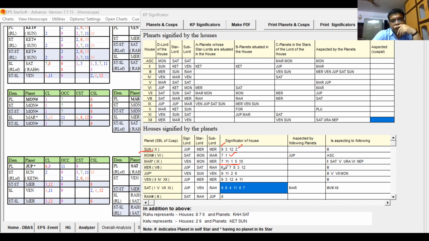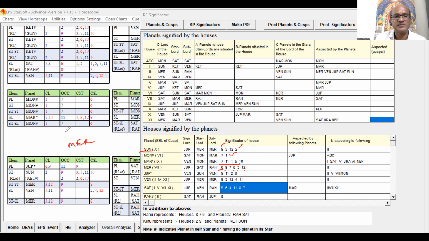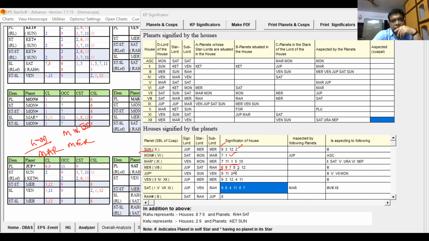And Mercury has 6 as the primary signification, then 9, 7, 8, 3, and 2. This is mixed. So Mercury is mixed, and the good one is Mars. And Jupiter has 9, 11, 2, and 6. This is also mixed, but it does not have the seventh house, though 2 and 11 are good. And Venus has 9, 3, 12, 4, and 11. It has some houses, but not the second or seventh house, so it is also mixed, right?